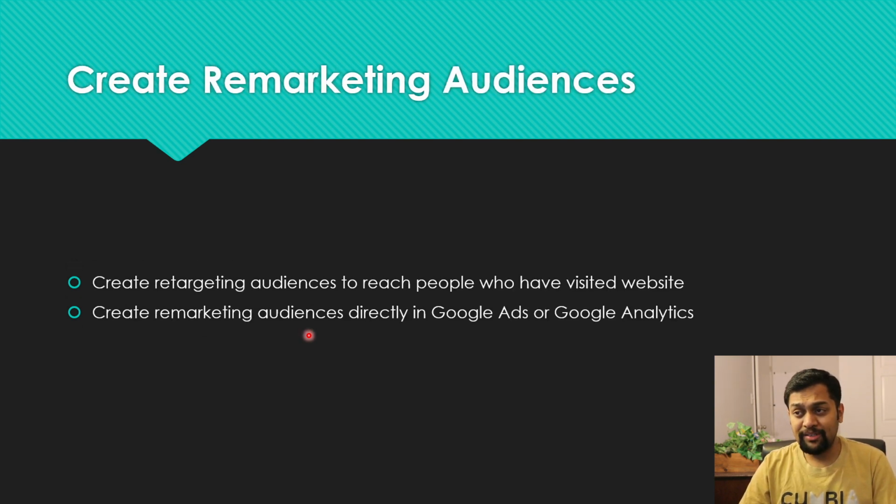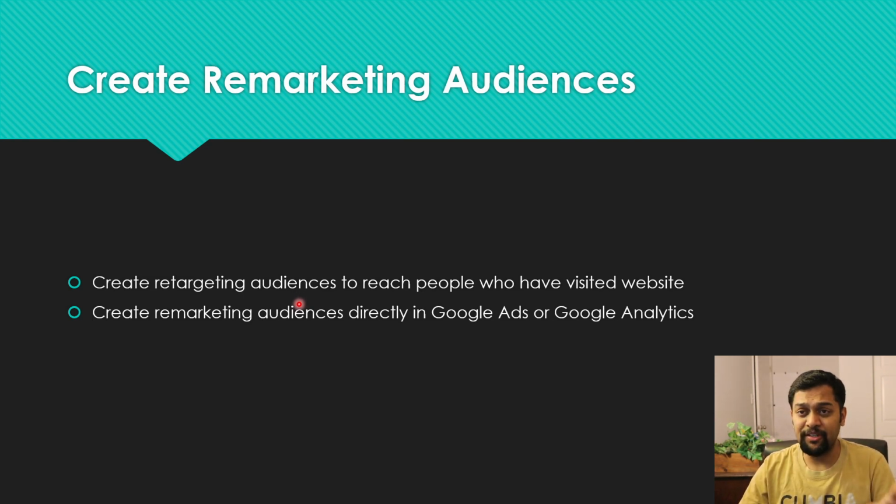The next one is create remarketing audiences. Now this is my favorite because a lot of times, any brand, whether small, medium, or enterprise, should be getting a ton of traffic from different sources. Why don't you make use of the traffic that you're already getting? So you can create retargeting audiences to reach people who have visited your website. And the way you can do that is through creating an audience directly in Google Ads, or you can create that in Google Analytics. Now, if you don't know how to do that, let me know in the comment section and I will create a separate video.